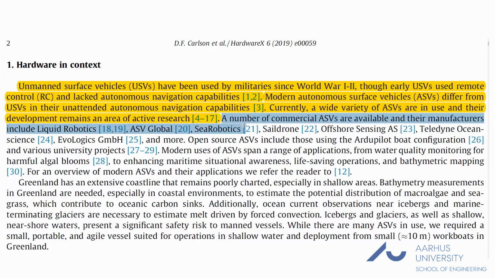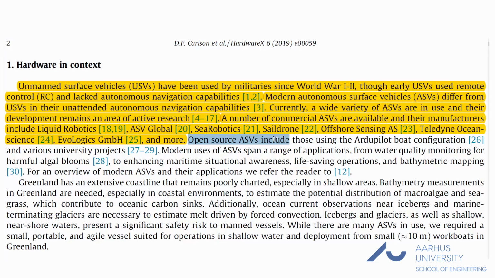Now comes the part from the market analysis. A number of commercial ASVs are available and their manufacturers include, and then we have a long list. So now we are marking up what the competition is. Again, this is establishing your niche: what are your competitors, what are you up against. Open source ASVs include those using the autopilot boat configuration at various university projects. Okay, so now I'm kind of getting the idea. We are talking about an open source project.